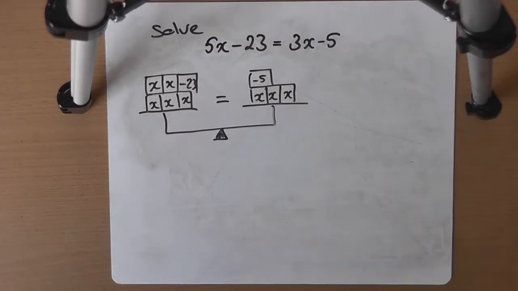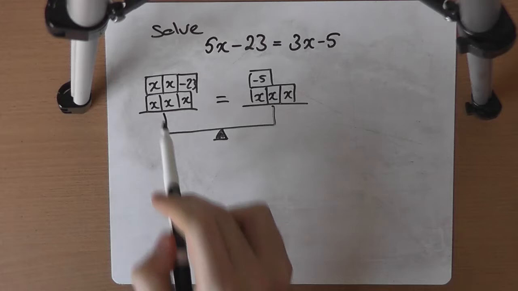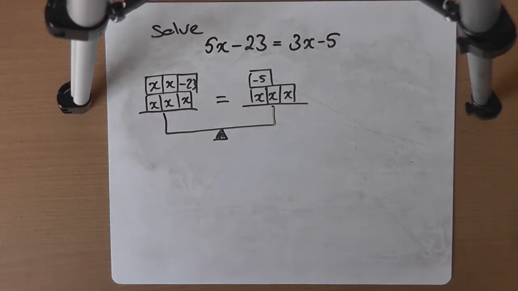How do I know? Because the question tells me that. So it doesn't matter that there are more blocks on the left than there are on the right. It does not matter how many things are there. It matters what is there.